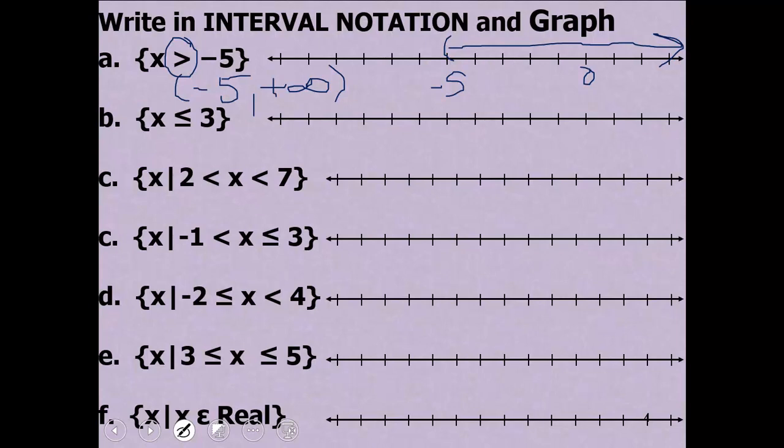Example B, I have all x's such that x is less than or equal to 3. All right, so I'm going to pick my 0 point. Here's my 3. Everything has to be less than or equal to 3. So I have a bracket at 3, and that means everything to the left has to be included. When we want everything to the left, we use a negative infinity symbol like this, and then we graph it.